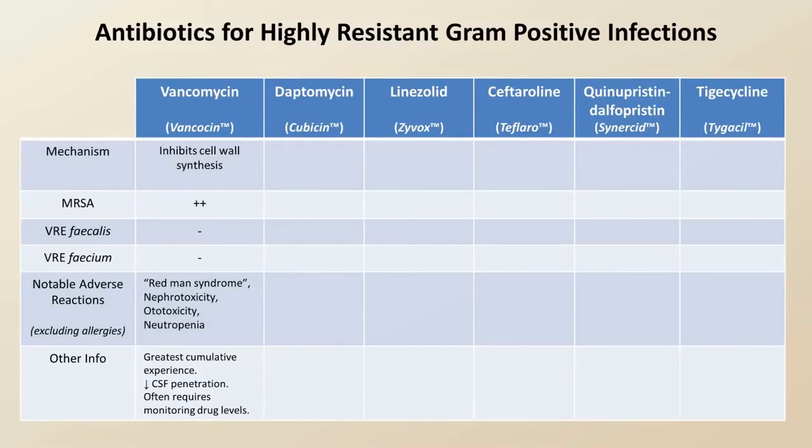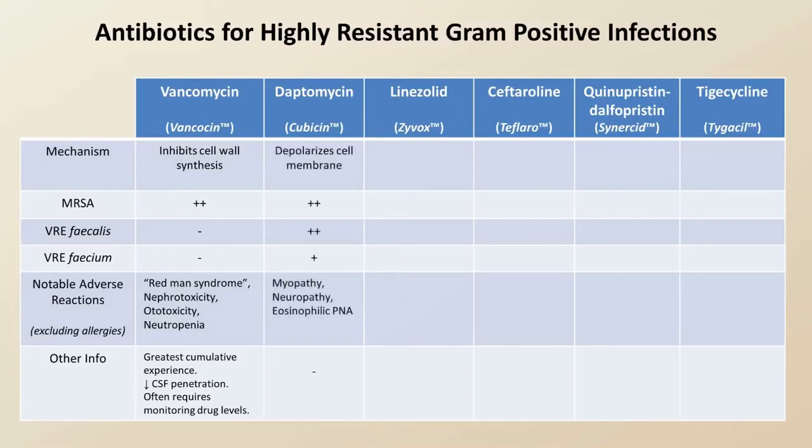Among the 6 drugs listed here, all of which are active against MRSA, the medical world has by far the greatest cumulative experience with vancomycin, and therefore it's considered to be the drug of choice when it's an option for MRSA. Aside from the side effects, other disadvantages to its use include poor penetration into the CSF, and drug levels often need to be monitored.